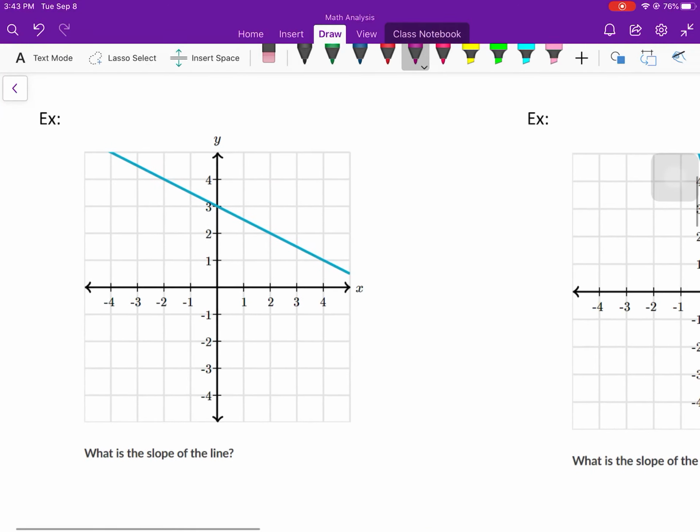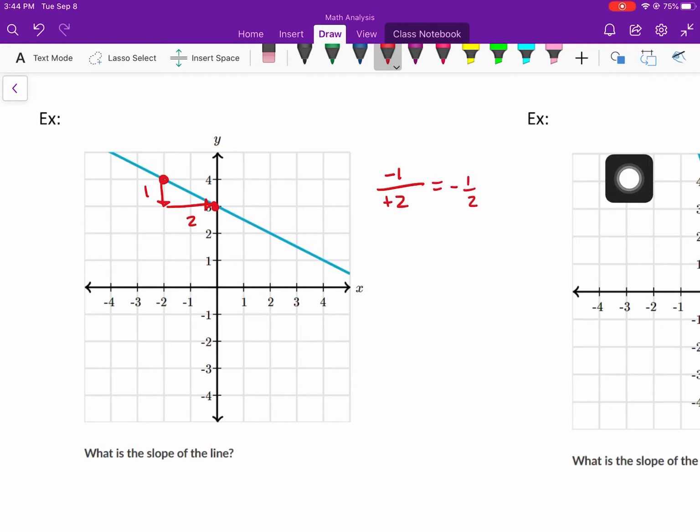Let's take a look at some negative graphs. So here's a point there. There's another point there. So I'm going down 1 and to the right 2. So down 1 is a negative direction, right is a positive direction, but a negative over a positive is negative. And notice our graph, if we trace it from left to right, is going down.